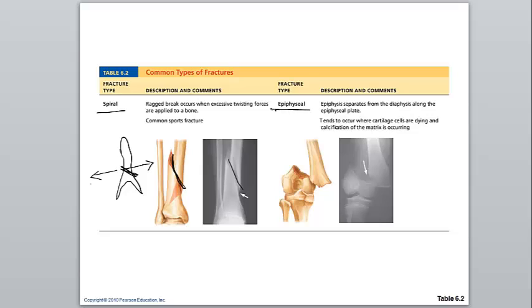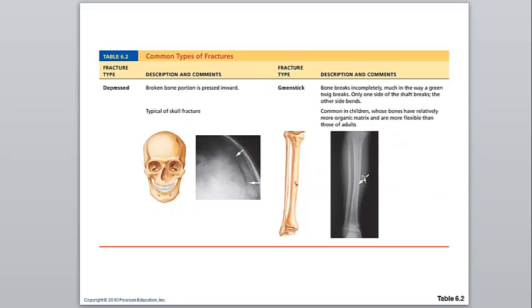The epiphyseal fracture is very common among younger people, younger adults, where the epiphyseal plate has not closed yet. Remember I said the ossification zone, or the calcification zone, where the matrix is dying? So that is more prone to fracture, I said. That exactly is what we're talking about here, epiphyseal fracture, where the cartilage cells are dying and calcification of the matrix is occurring. So when that child has some kind of trauma, it leads to epiphyseal fracture. Epiphysis separates from diaphysis.